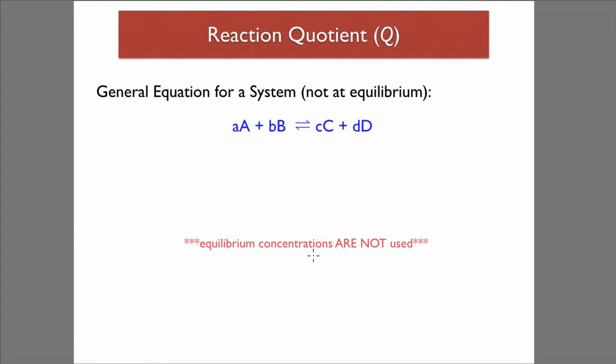A general equation for a system not at equilibrium is the same as if it were at equilibrium, you write it out the same, but these values just aren't the concentrations at equilibrium.